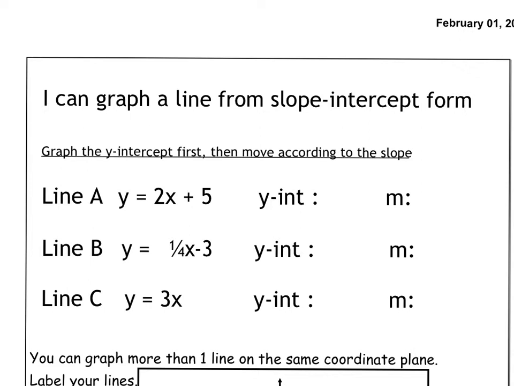I can graph a line from slope-intercept form. Slope-intercept, that's when you are given a slope and you're given a y-intercept. Remembering that a y-intercept is 0 on x and whatever the y value is, which is represented by b. And remembering that slope is rise over run.